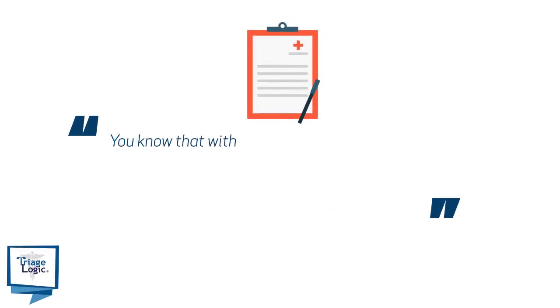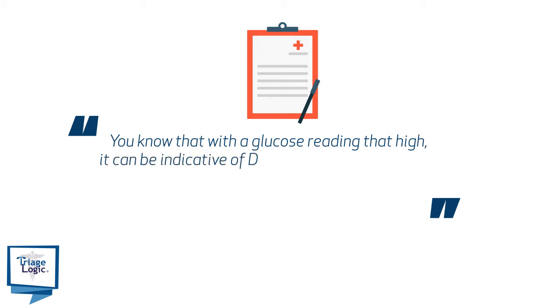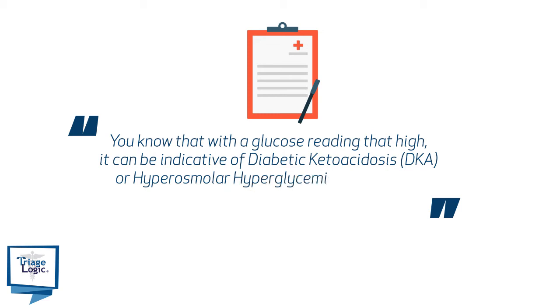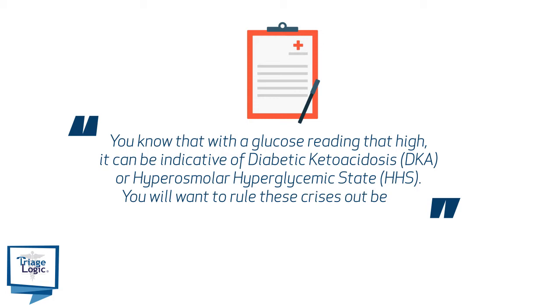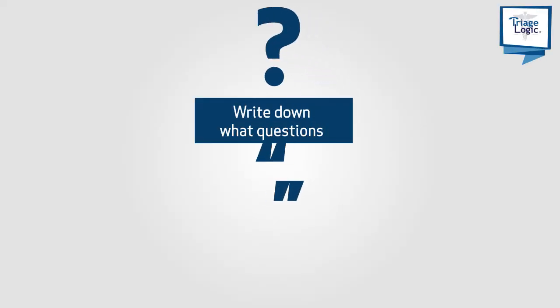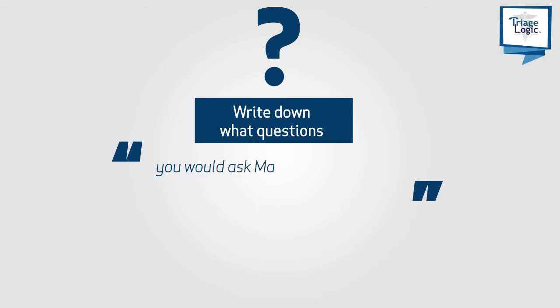You know that with a glucose reading that high, it can be indicative of diabetic ketoacidosis, DKA, or hyperosmolar hyperglycemic state, HHS. You will want to rule these crises out before continuing. Write down what questions you would ask Maria next to be sure her father is not in DKA or HHS.